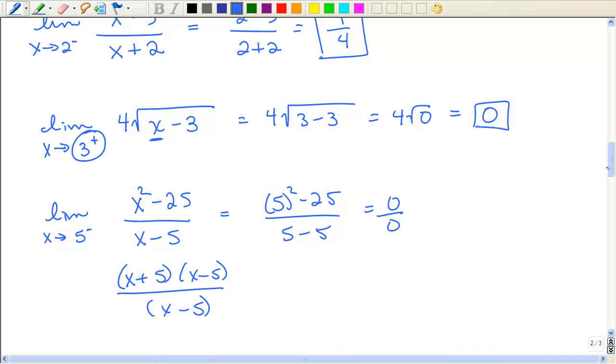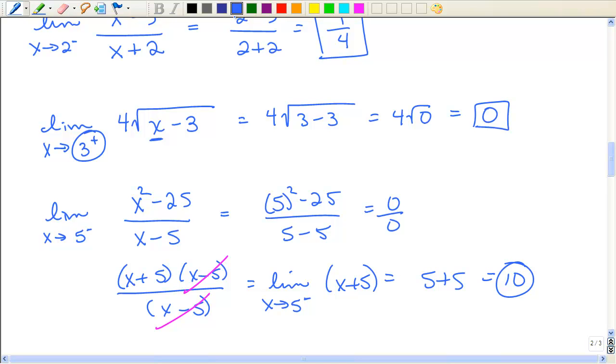Well, and the bottom is already factored. And I can reduce. And so then I can say, all right, the limit as x approaches 5 from the left of x plus 5. Again, just plugging in 5 for x, I get 10. Okay, so very much the same way, exactly the same way as we did the limits in section 2.4.